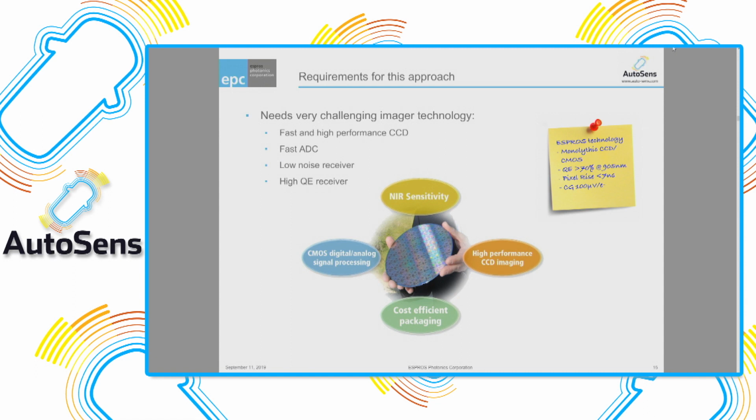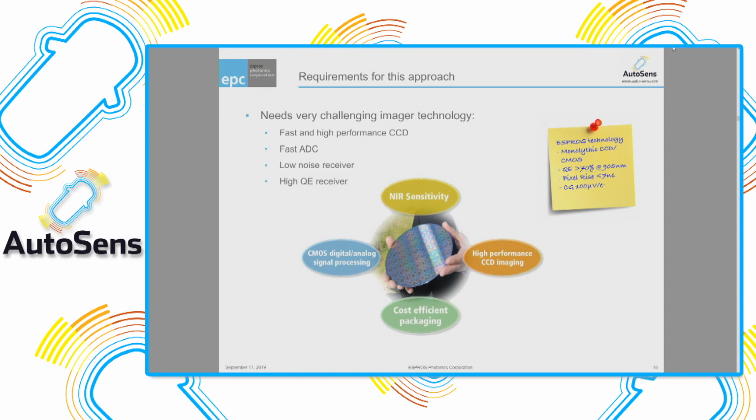Okay, what are the requirements to do so? You need a very fast CCD so that you can sample at that speed. Let's say, again, 5 nanosecond sampling time needs a 200 megahertz CCD. You need fast ADCs to sample that signal. You need low noise receivers, and you need high quantum efficiency in the near infrared, which is typically used for such applications. And that's what we provide. It's our technology. We call it OHC 15L.